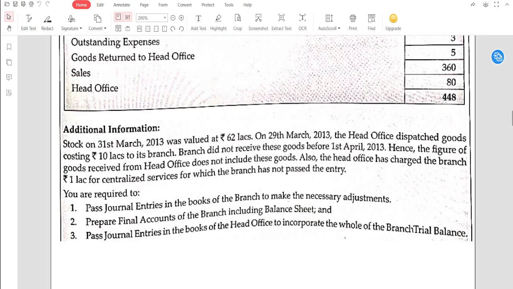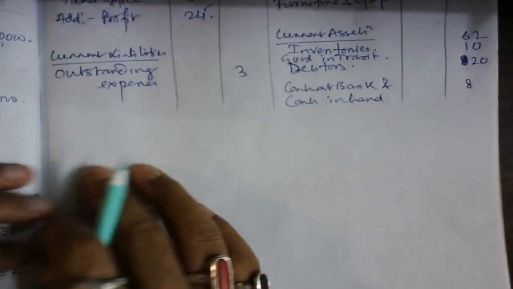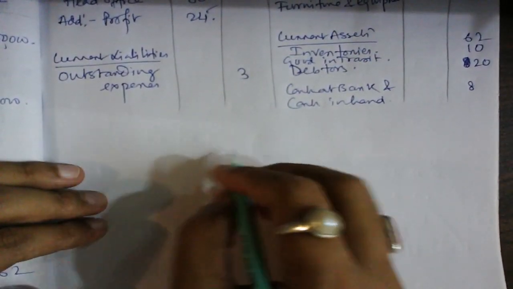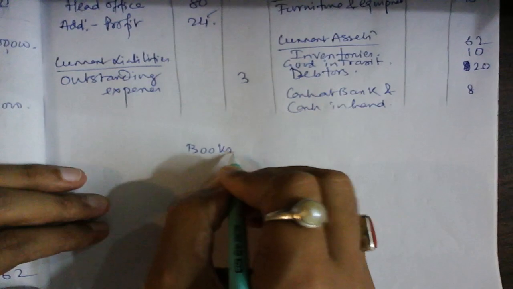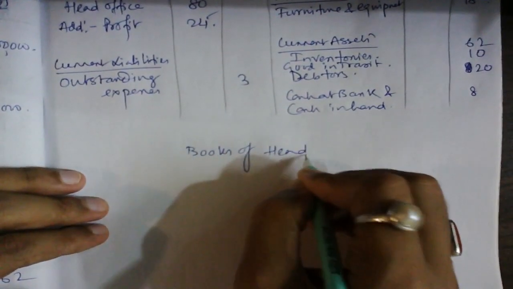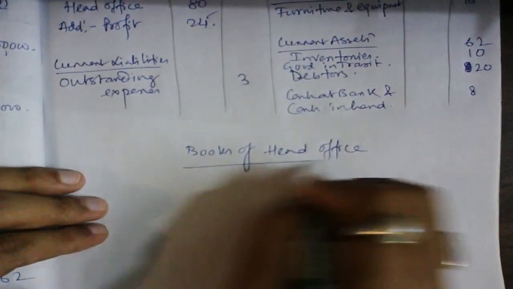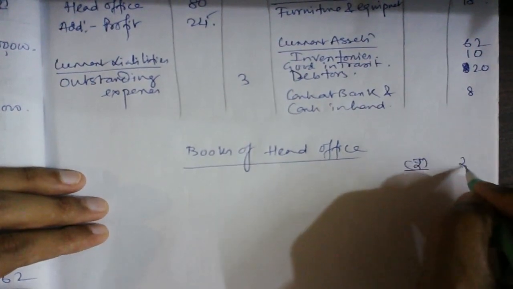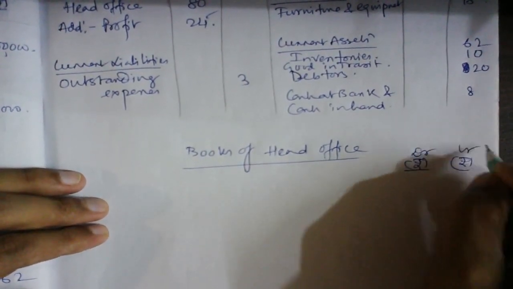Now see what it says below: pass journal entries in the books of the HO to incorporate the whole of the branch trial balance. So if we are going to make the journal entry in the HO books to incorporate the whole of the branch trial balance, then we need to make certain entries. We will write books of head office, and make the journal entry. I am showing you which journal entry you have to make.